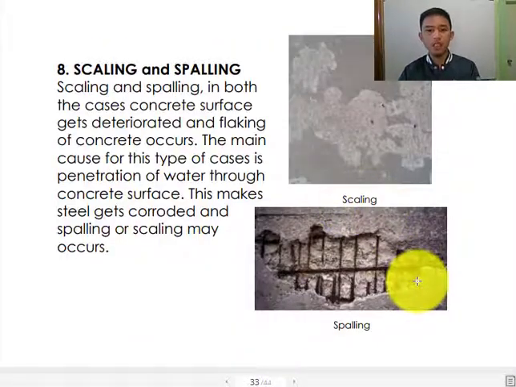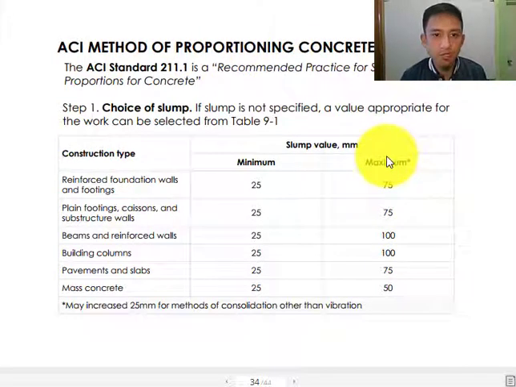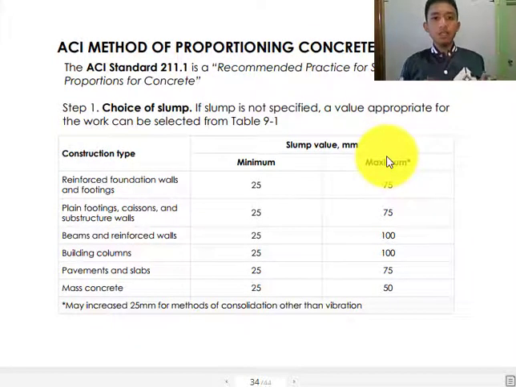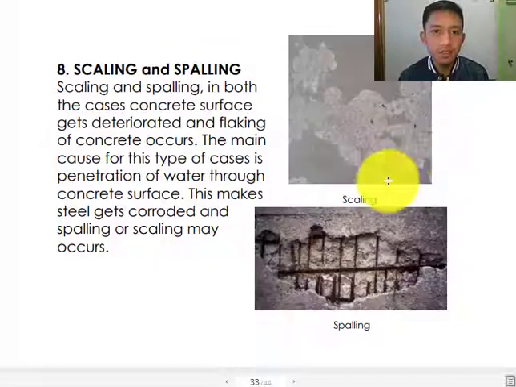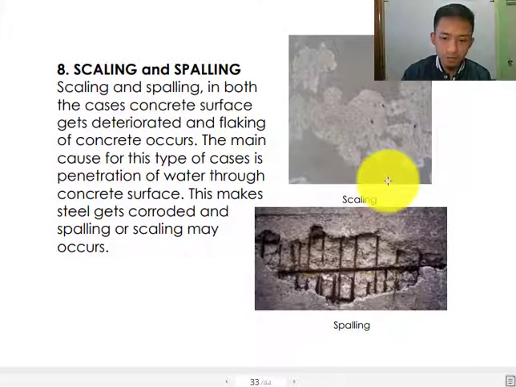So that's it. Let's try to separate this method of proportioning so that it will not make our video very long. So that is for hardened concrete and fresh concrete. We'll separate the proportioning of this.